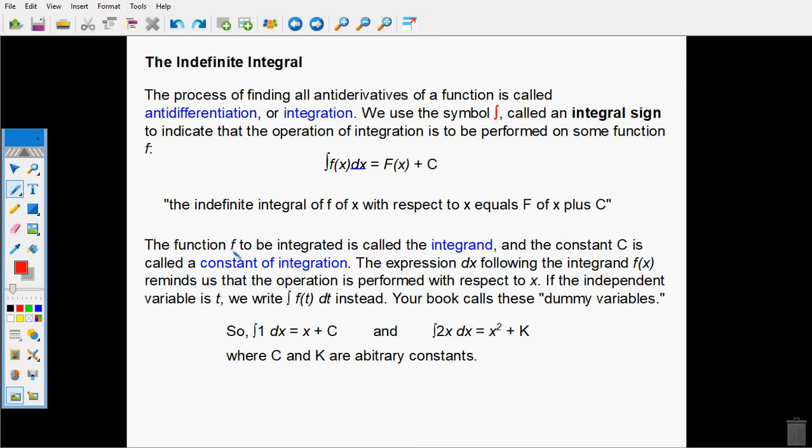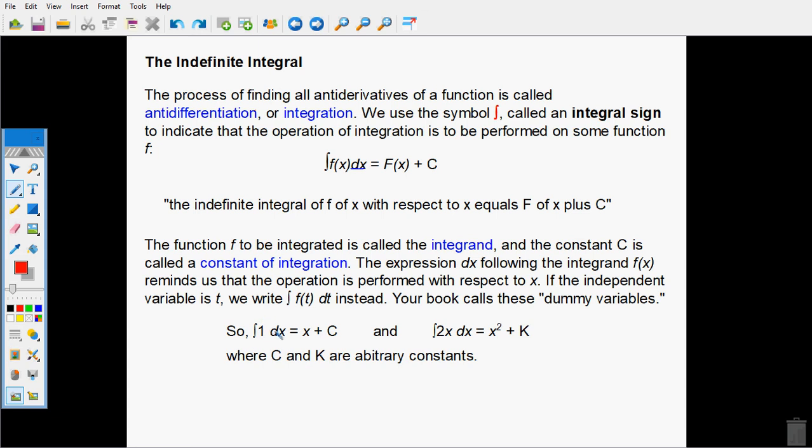The function f to be integrated is called the integrand. The constant c is called a constant of integration. The expression dx follows the integrand f of x, and reminds us that the operation is performed with respect to x. If the independent variable is t, we write dt instead. Your book calls these dummy variables, just so that you see that. It doesn't matter what they are. So you may see it written plus c or plus k.